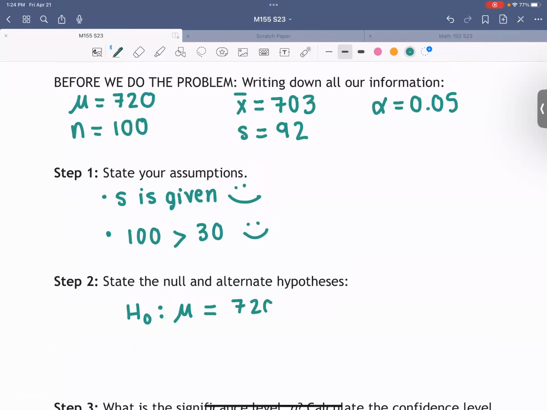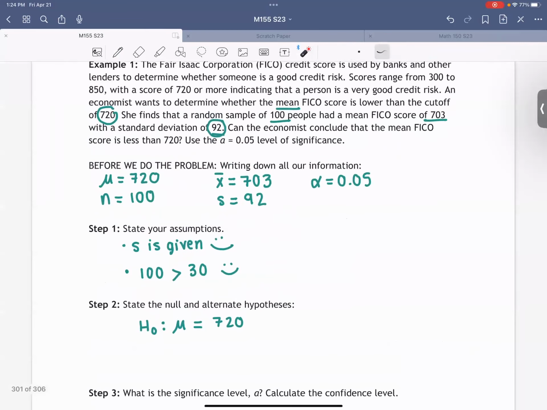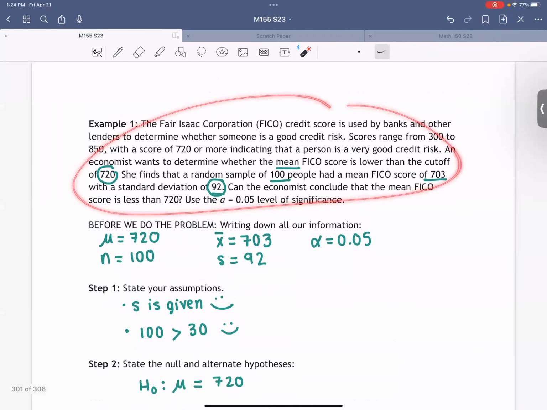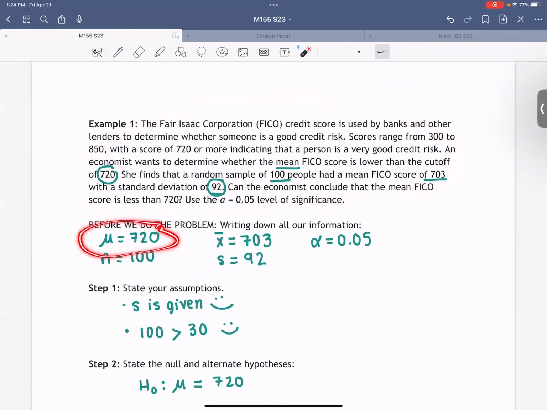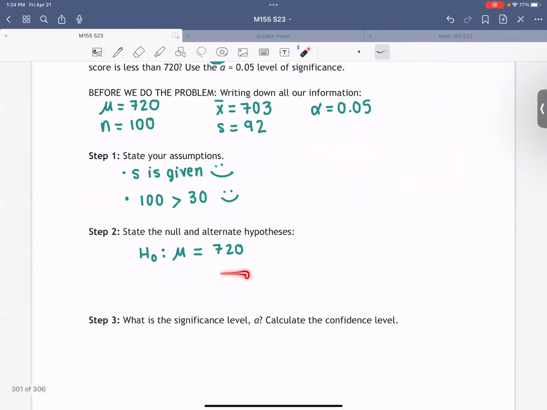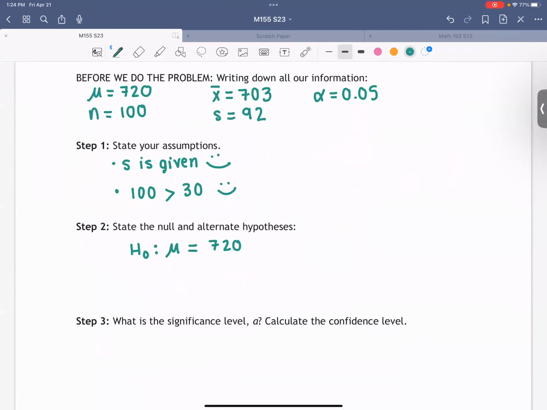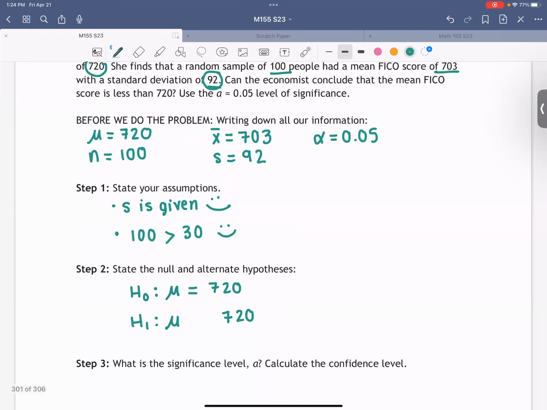720, right? This is why, honestly, I like writing the information up at the top, because I don't feel like going through the question and figuring out, okay, what's the population mean here, right? I think it's easier to just write it down in the beginning, and then you just have it when you're writing your null and alternate hypothesis. On the other hand, alternate is H1. We're talking about mu. We still use the same number. It never changes. What do you think? Less than, greater than, not equal to?